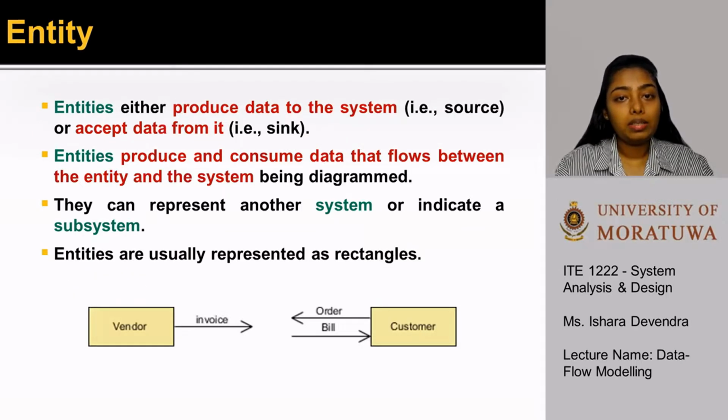The first symbol is the entity. Entities either produce data to the system, being the source, or accept data from it. Entities produce and consume data that flows between the entity and the system being diagrammed. They can represent another system or indicate a subsystem. Entities are usually represented as rectangles. In this image, you can see how we can represent the entities in a data flow diagram.